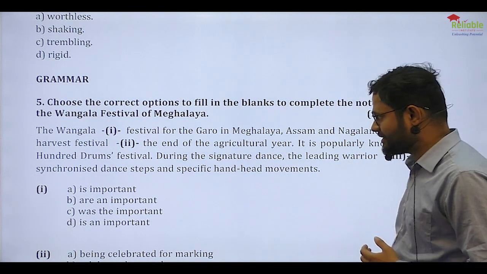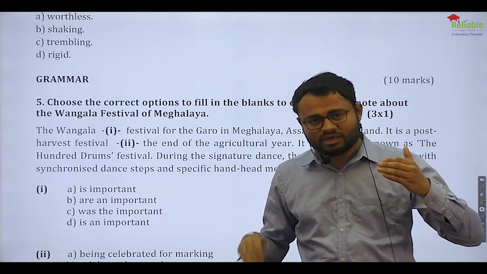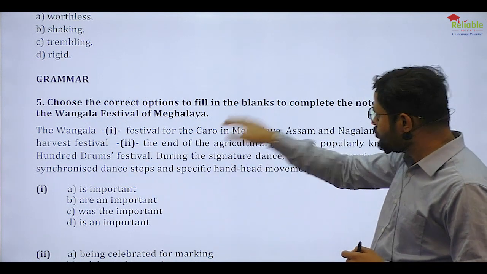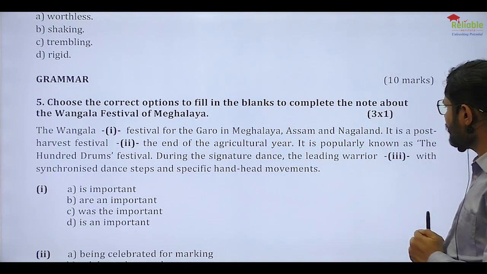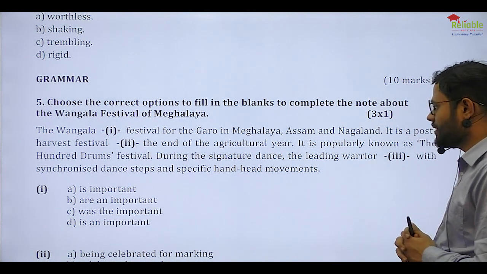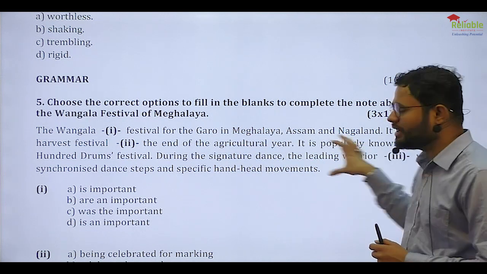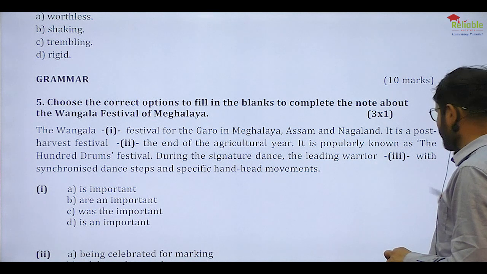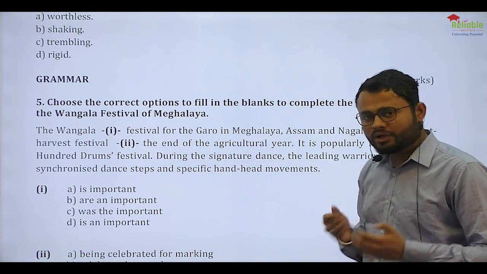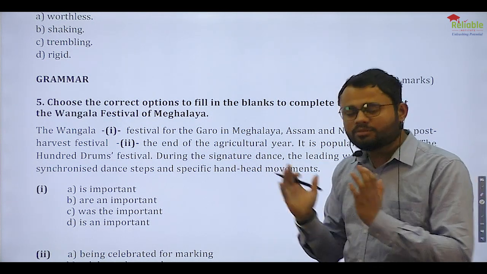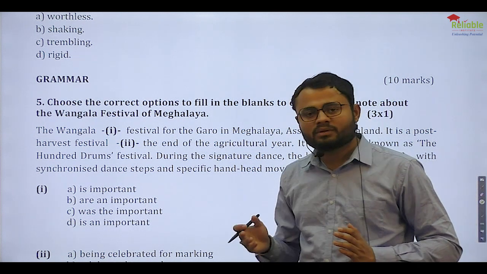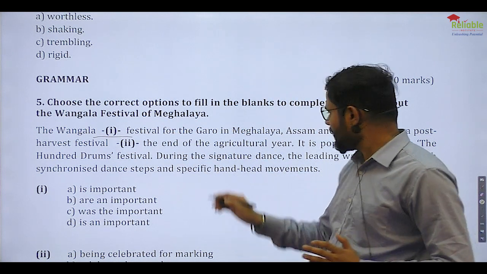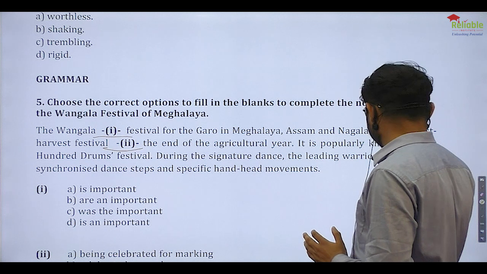Now question number 5. This is from the grammar section. In grammar, there is one more section in which you have to do fill in the blanks, and again 4 options are there. Choose the correct options to fill in the blanks to complete the note about the Wangala festival of Meghalaya. This is a note, or you can say a paragraph, and you have to read it thoroughly. What should be the exact strategy to attempt this question? Just read the paragraph. You will come to know what tense is used and what the theme of the paragraph is, and then you will be able to relate it with the given options. For example, "the Wangala" and then consider this to be a blank space. These are all blank spaces, 1, 2, and then 3.